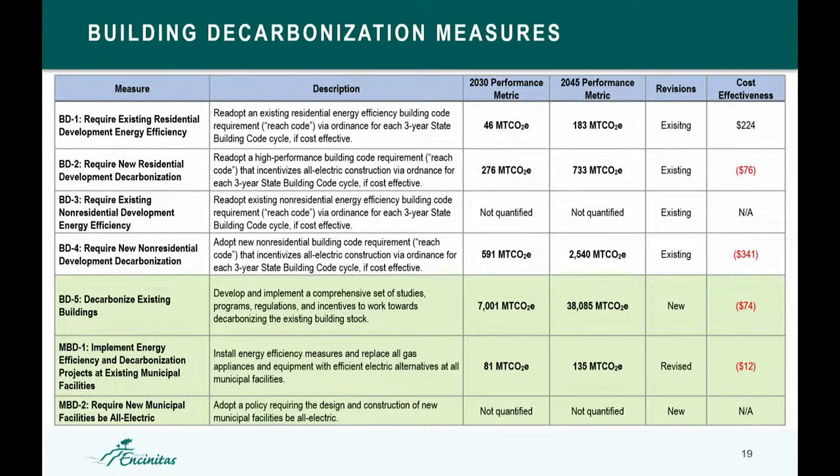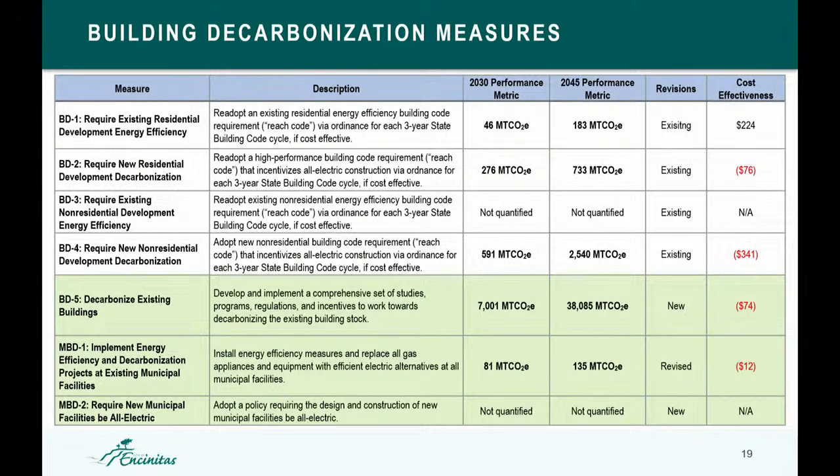And so measures BD1 through BD4 are all existing measures in the 2018 CAP, and these all relate to REACH code measures that require additions and alterations or new construction buildings to be more energy efficient and incentivize them to be all electric where applicable.